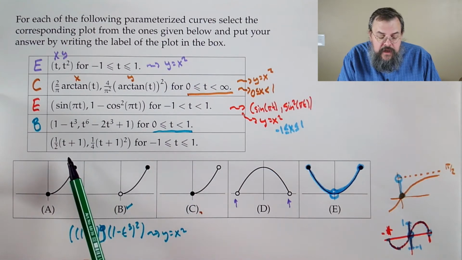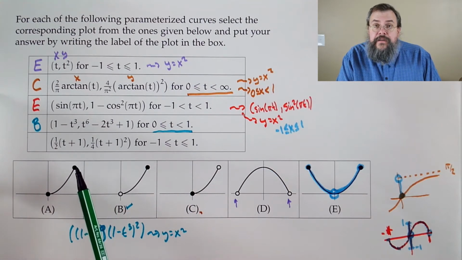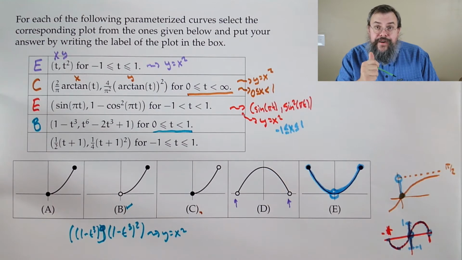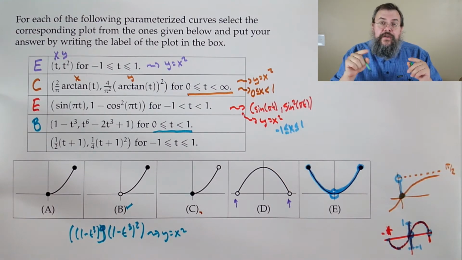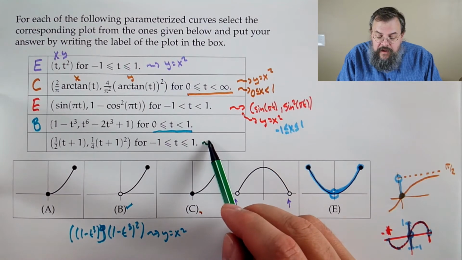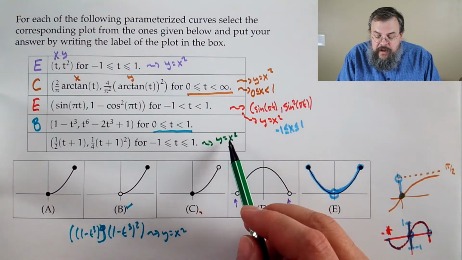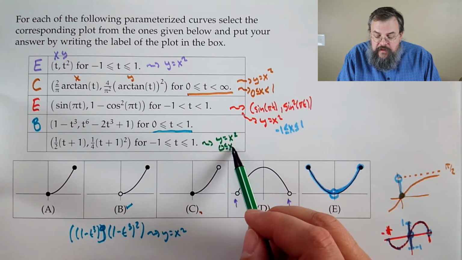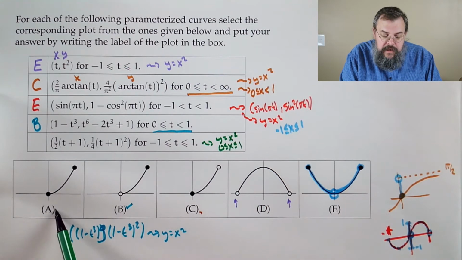1/2 times 1 plus 1 is 1. So we're going to start at 0, including 0. We're going to end at 1, including 1. And then it goes right in between. There's no shooting out. So we go from 0 to 1. So this translates to y equals x squared for 0 less than or equal to x less than or equal to 1. And that's the right picture.